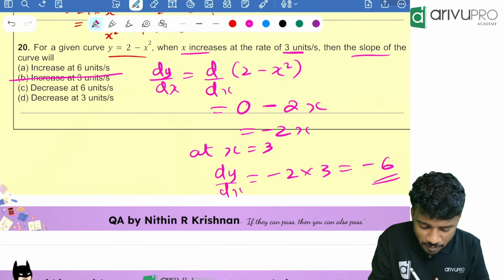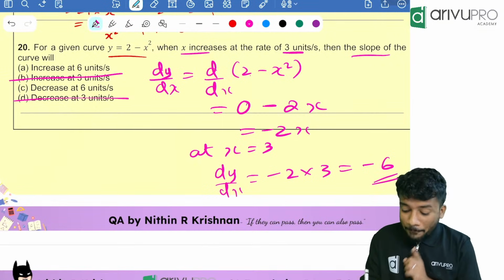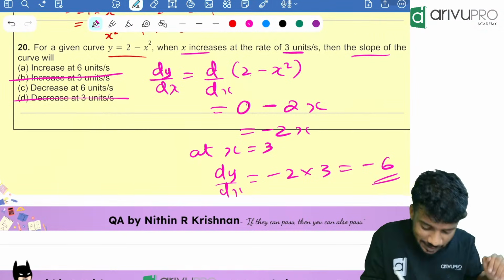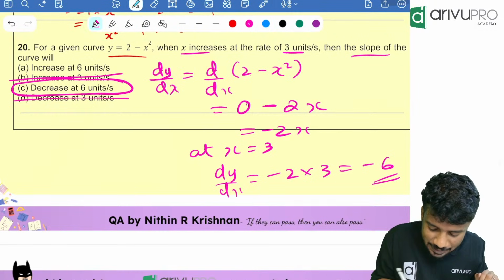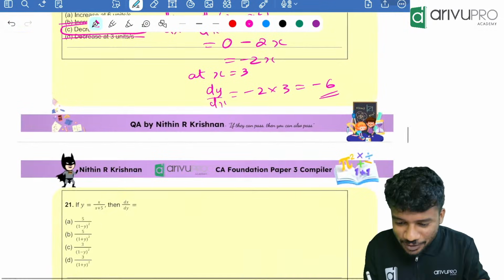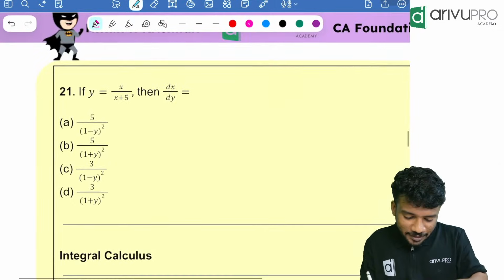Anyway, option B is wrong. Option D is wrong. Now the minus sign is there, which means it should decrease. So the answer is decrease at 6 units. Option C is your answer. Good, good, good. Next one.